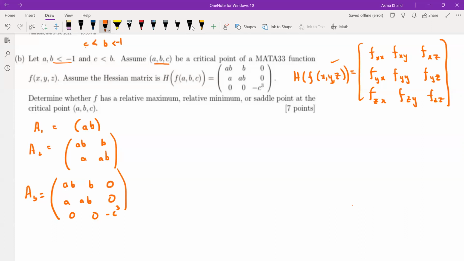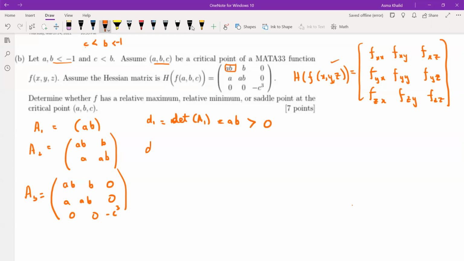So you have A1, which is just the first row and first column element, which is AB. And then you find the determinant of this matrix. So D1 is the determinant of A1, and that is AB. Now, what would be the sign of AB? So here you see that A is negative and so is B. So when they multiply, they're going to give you a positive value.